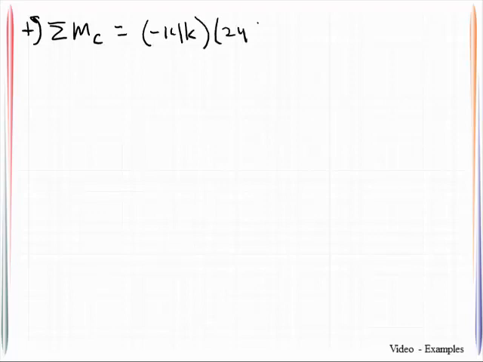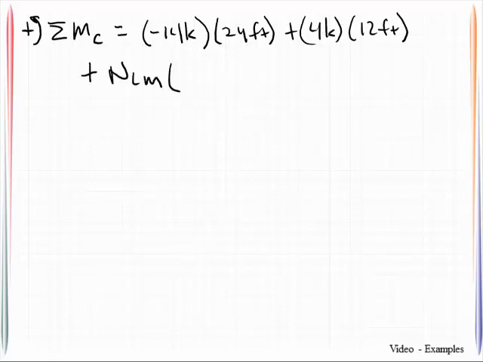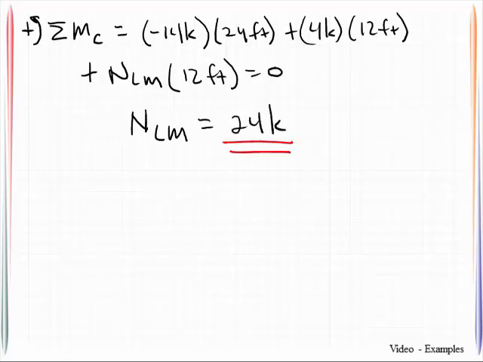Let's go ahead and get that equation of equilibrium written. So sum of moments about point C. This will equal negative 14 kips times 24 feet plus 4 kips times 12 feet plus NLM times its moment arm of 12 feet, and that will be equal to 0, and thus we can explicitly solve for NLM as being 24 kips. That is a positive value, which then means that that bar is in tension.